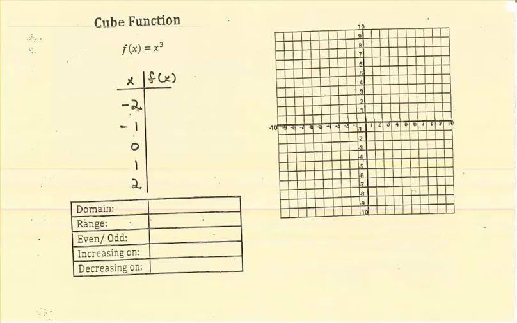If x is chosen to be -2, to get the output we'd have to take -2 and cube it, which of course gives us -8. And that gives us our first point to plot, -2, -8. So let's go ahead and do that.